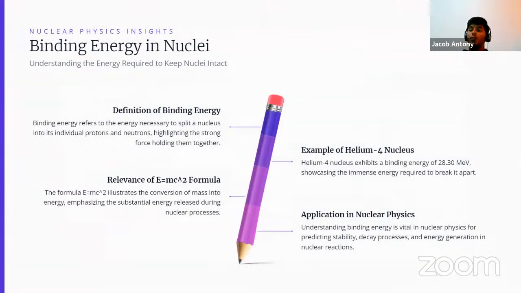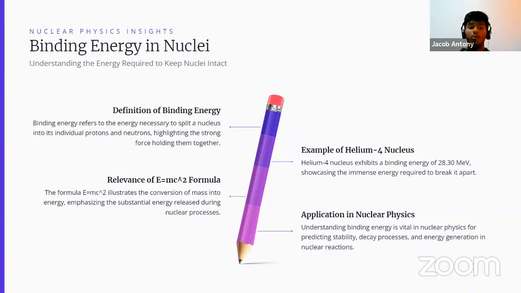Now, we're going to be talking about the binding energy in nuclei. So, what do you mean by binding energy? It is the energy necessary to split a nucleus into individual protons and neutrons, highlighting the strong force holding them together. Example of the helium-4 nucleus. Helium-4 nucleus exhibits a binding energy of 28.30 megavolts, showcasing the immense energy required to break it apart. The relevance of E equals mc squared formula.